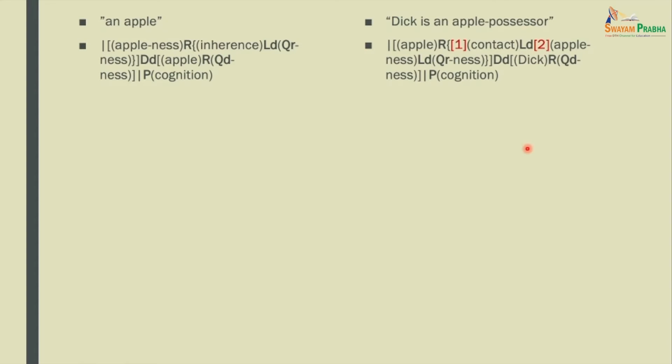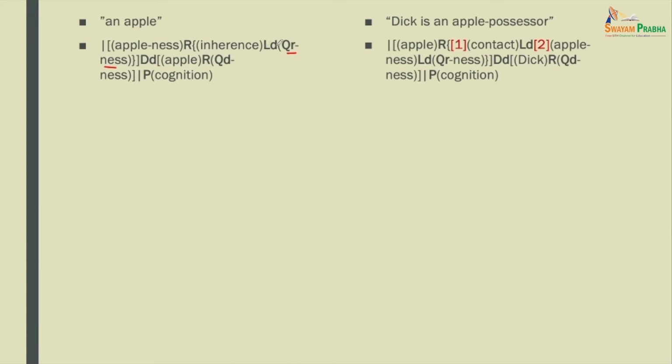Let us compare two different cognitions. One is just an apple: I cognize an apple. The other one is I cognize Dick as an apple possessor. That is, Dick is an apple possessor. What does that mean? Now, we may notice that in the first, we can just concentrate on this area. We can just concentrate on this area. We are the qualifierness, right?